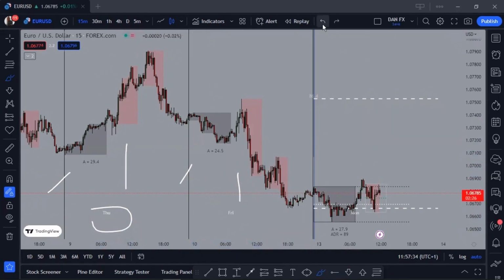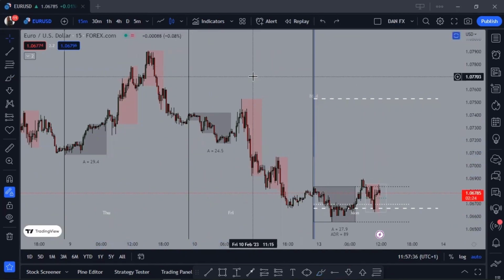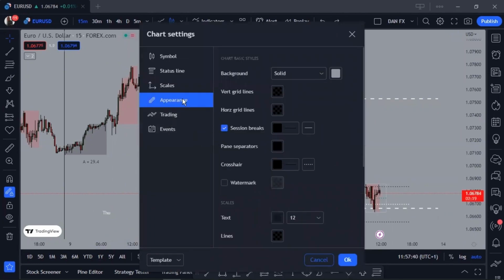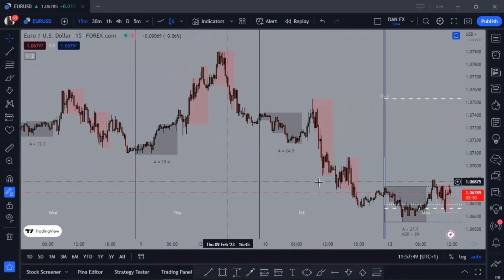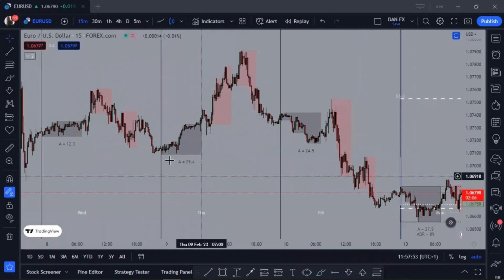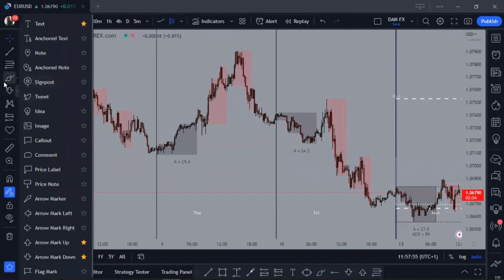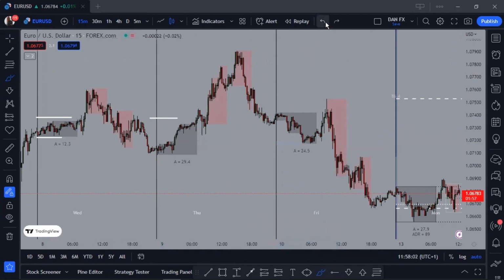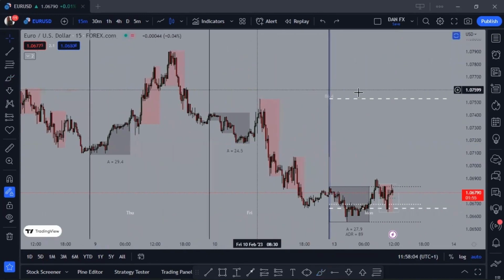So if you want these vertical lines, you can just right click on your chart on TradingView, go to settings, appearance, session breaks. That's what creates those lines, and you can change the color and all this, right? So let's get into the examples. You can see 3 days in a row you have that same pattern. You can see the consolidation, they break out, consolidation, they break out, consolidation, and they break out. So now let's go into the deep dive of these examples.